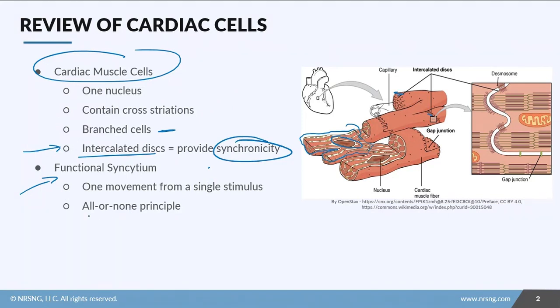This also reinforces the all or none principle. The all or none principle is that either all of the cardiac cells are going to contract or none of them are going to contract. You don't get contractility of a few muscle cells. You're going to get all of them or none of them.